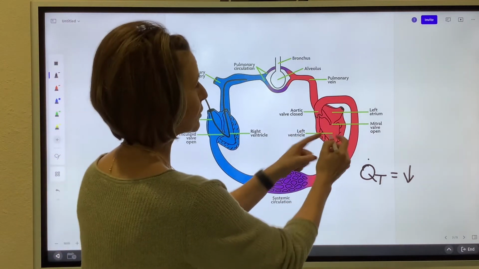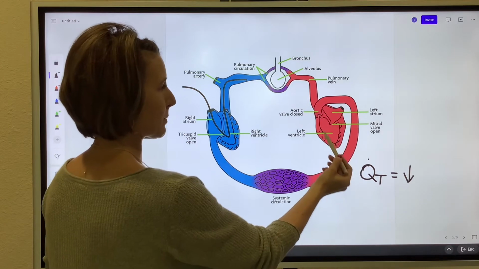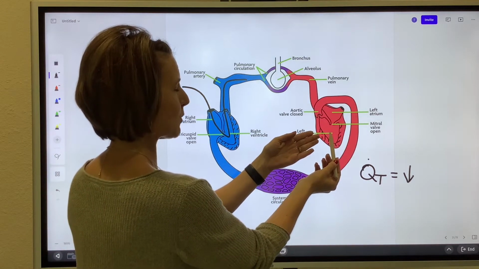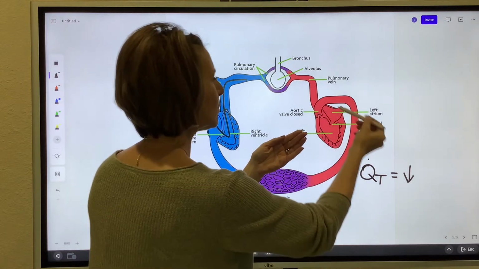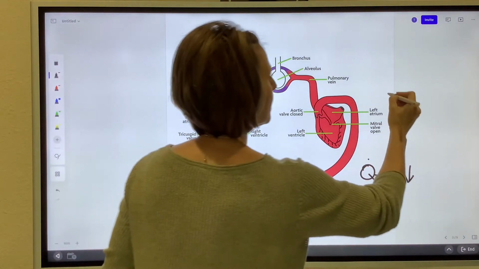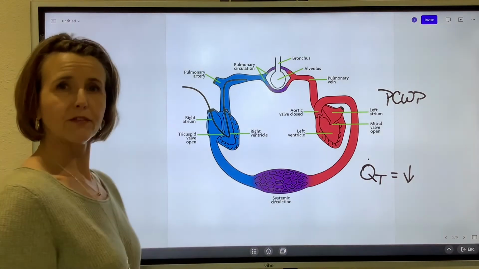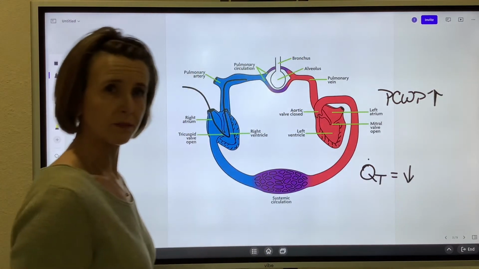So if the left ventricle is not pumping it out, the ventricle fills with blood, and eventually that left ventricle can't contain it anymore, so blood backs up to the left atrium. And so the whole left side of the heart is engorged with blood. Well, pulmonary capillary wedge pressure tells us about left heart pressures. And so that's going to be increased also, all right?